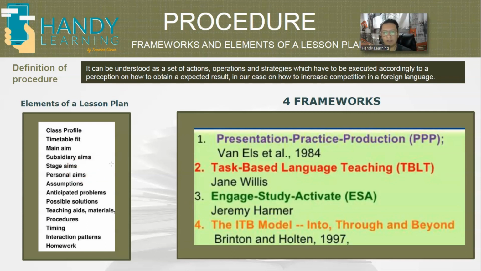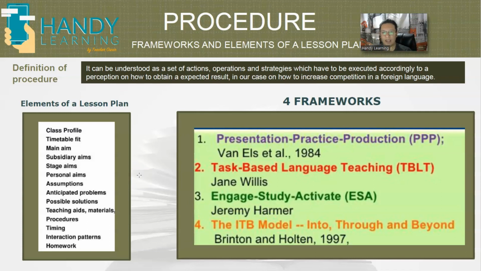For example, we could say that my main objective in this lesson is that you understand the differences between method, procedure, approaches, and techniques. But a subsidiary aim, at the same time, is that you practice or that you learn a little bit more about the different methodologies and frameworks. So it's something related, but it's not the main one. Then when we talk about stage aims, we're talking about the different objectives that we have in every single step that we're following during our lesson.